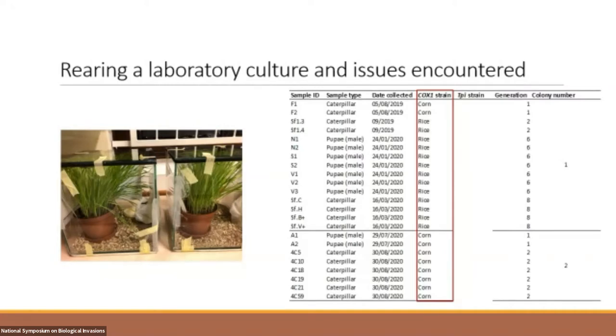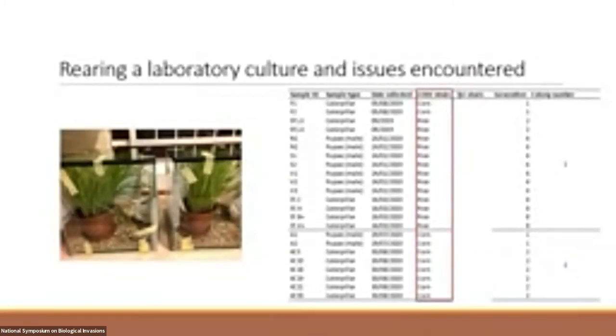Strain identities for the first two specimens were corn and the following samples rice. One would conclude that I was unlucky in sampling the minority strain in the colony, and that the majority was in actual fact rice strain, the corn strain being subsequently lost in the colony over multiple generations. In the second colony, all specimens were corn strain for this marker.